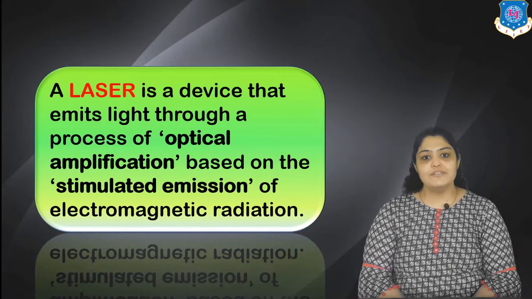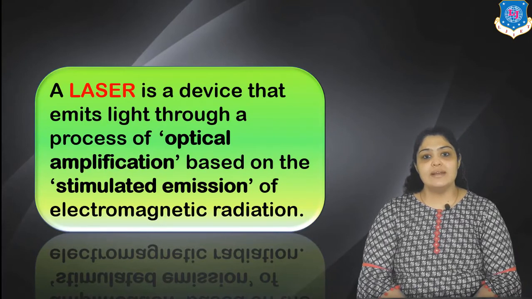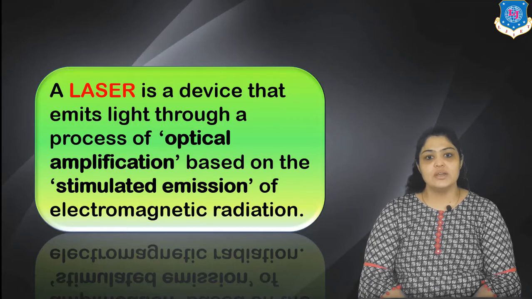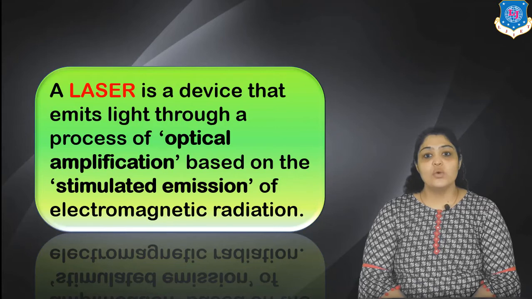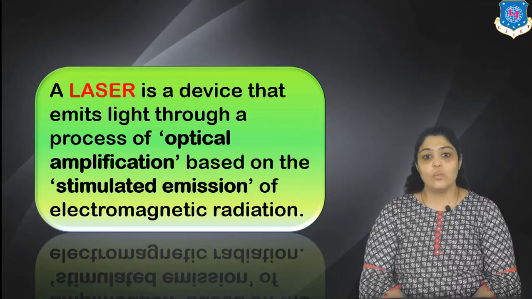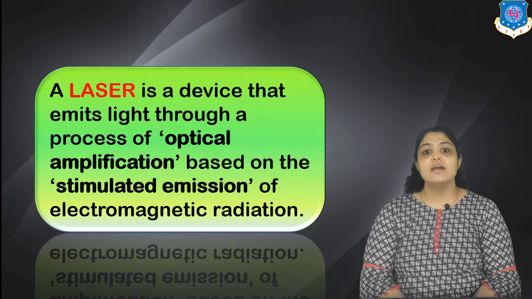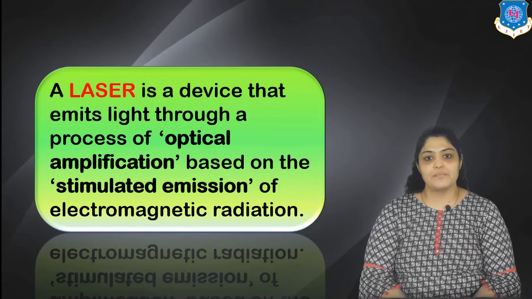So laser is a device which emits light through a process of optical amplification which is based on stimulated emission of electromagnetic radiation. Now in this statement, stimulated emission is a word which will be explained in the later portion of this video. What is electromagnetic radiation? Electromagnetic radiation is nothing but light. It's a form of light.